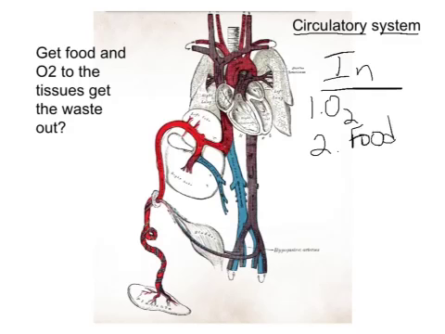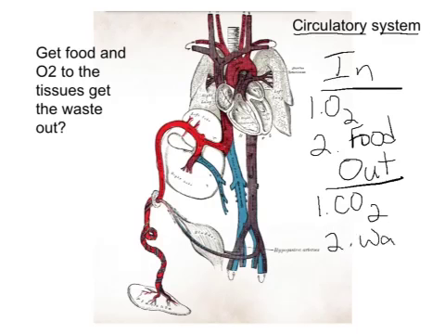The other thing the blood has to do is take things away from the cells of your body that make you who you are, your brain, your toe cells, your muscle cells. It has to take out first carbon dioxide, and then it has to take out waste. It has to somehow treat the waste, get it out of your body.